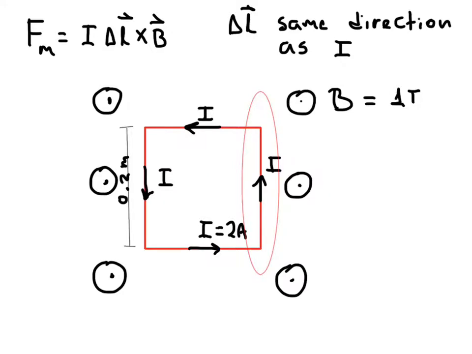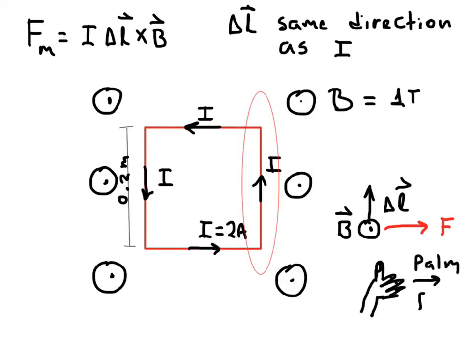So let's start with this part of the loop. That wire is going to have a magnetic force acting on it. To figure out the direction of the magnetic force, you can use your right hand rule. Stretch your right hand, make it flat, put your thumb in the direction of delta L, and make sure that your other four fingers are pointing out of the computer screen. When you do that, you'll end up with the palm of your hand facing right. That will be the direction of the magnetic force acting on that segment of the loop, so that segment has a magnetic force pointing that way.